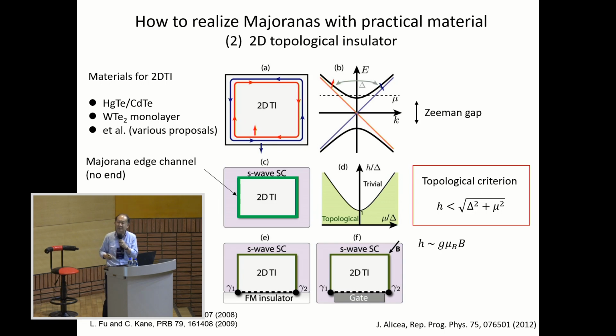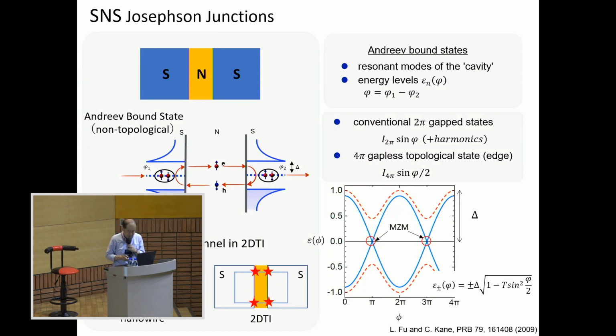We want to study the basic physics of these things. And to do that, we use SNS Josephson junctions. The normal conductor could be replaced by semiconductor nanowires or topological insulators. So in this structure, this basically behaves as a Josephson junction.